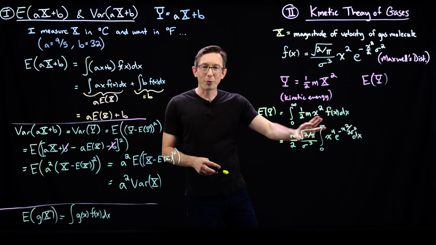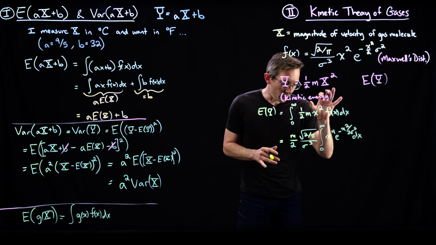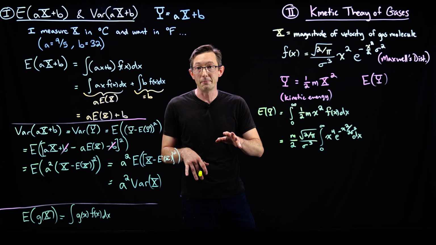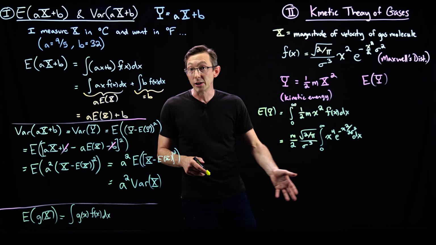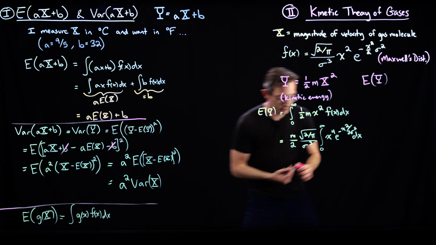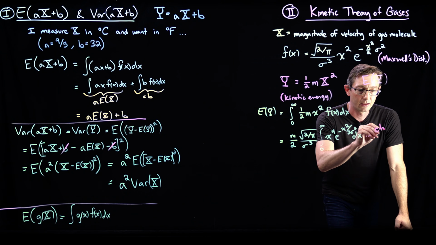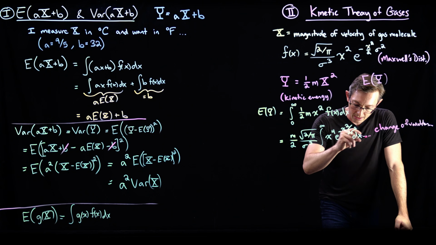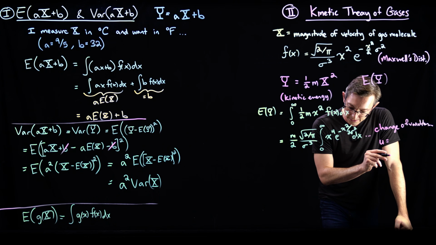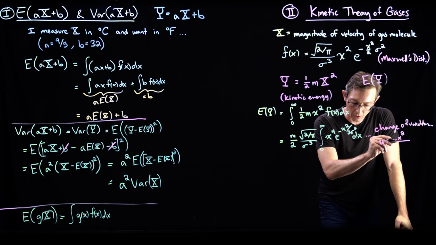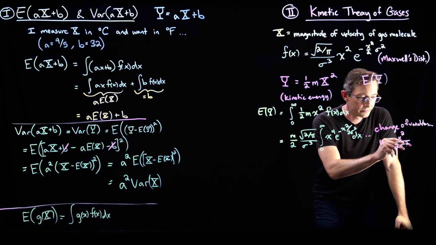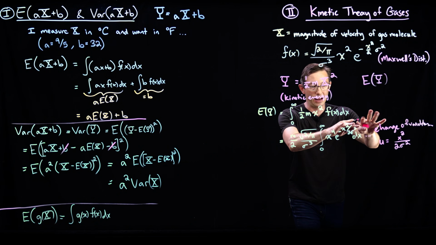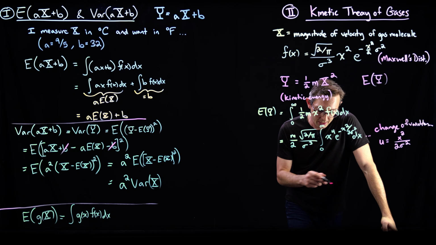Now, this is where it gets pretty nasty. There is a change of variables that allows you to solve this integral. You could plug this into Mathematica, or you could use a change of variables and actually solve this thing. I'll tell you what the change of variables is: u equals x squared over 2 sigma squared. If you use that change of variables, you get another integral, which I'm not going to write out in all of the gory details.